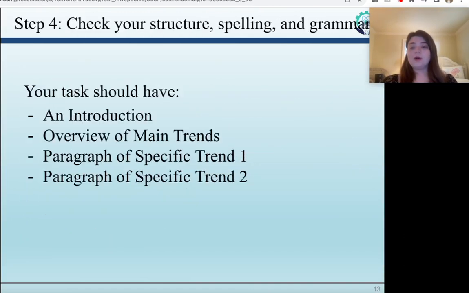Okay. Oh, and actually, before we move on to example two, let's review our task. It should have an introduction, right? Our introduction is basically us paraphrasing what the graph is about, should introduce the topic, and then an overview of the main ideas, and then a paragraph about each specific trend. Making sure there's at least two specific trends there is going to be key. We want to talk about more than just one trend.